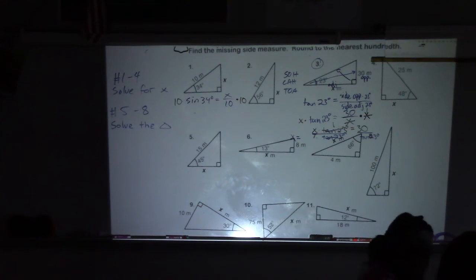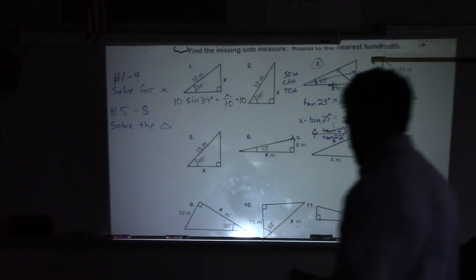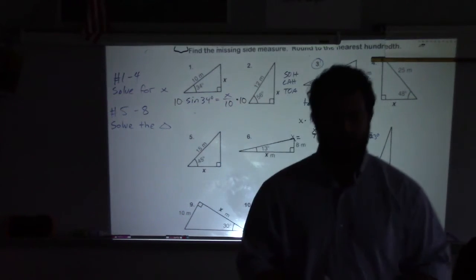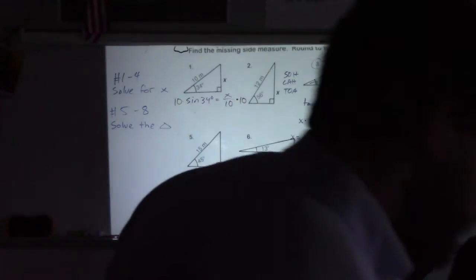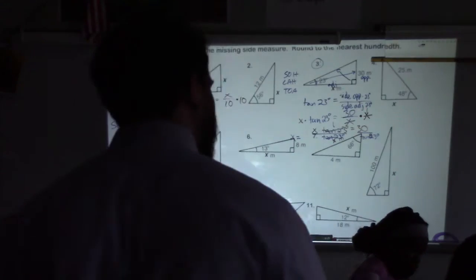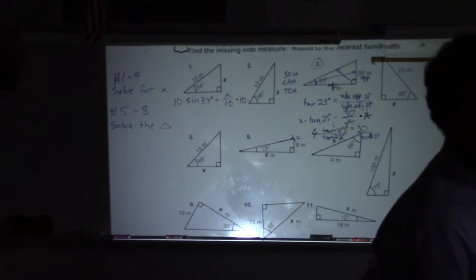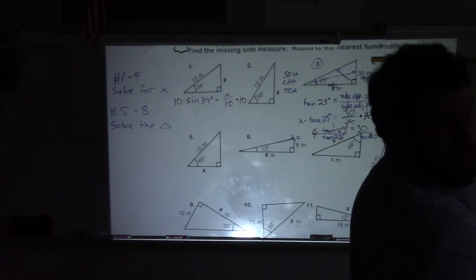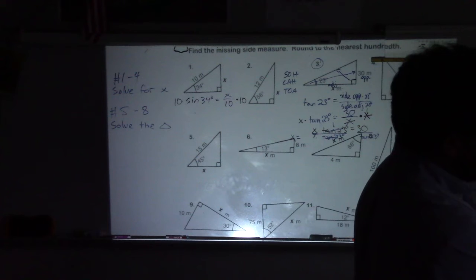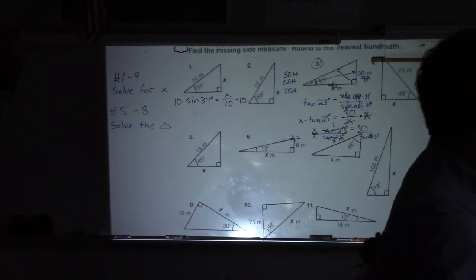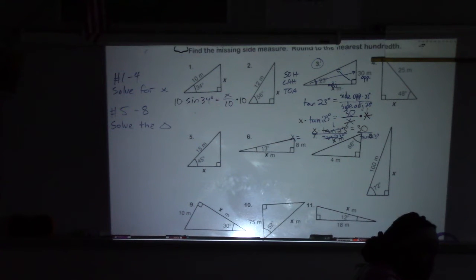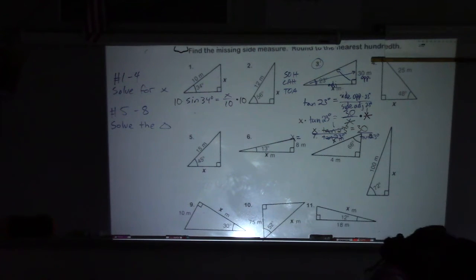That's because it was the side opposite the 23 degrees divided by the side adjacent. Y'all did something wrong. Let me see something real quick. You've got to make sure it's not in radian mode. Try it again. I got 70.6756.